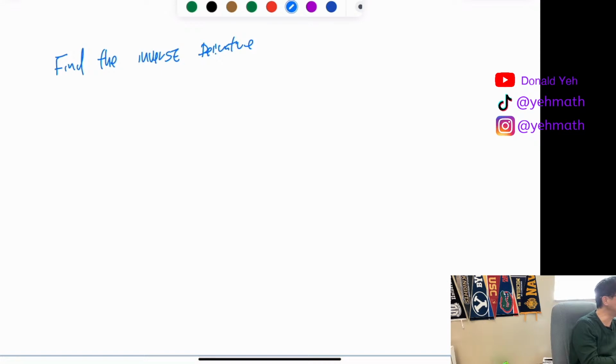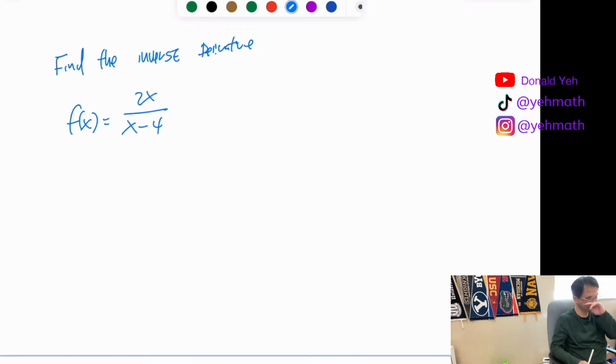Now, I'm going to review some Algebra 2. How do you find an inverse function? You swap x and y. Hold on a second. Can you find the inverse function of 2x over x minus 4? I want you to find the inverse function.